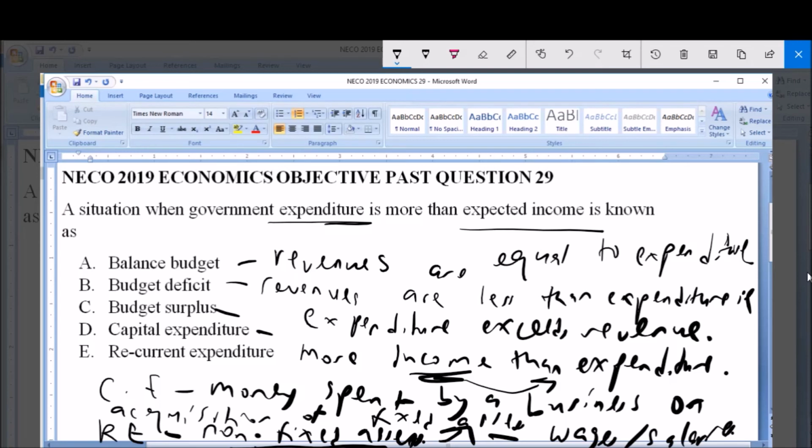Now from the explanations we have seen, we see that budget deficit refers to when expenditure exceeds revenue, and that is what we see here in the question, when expenditure is more than expected income. So the correct answer is B, budget deficit.